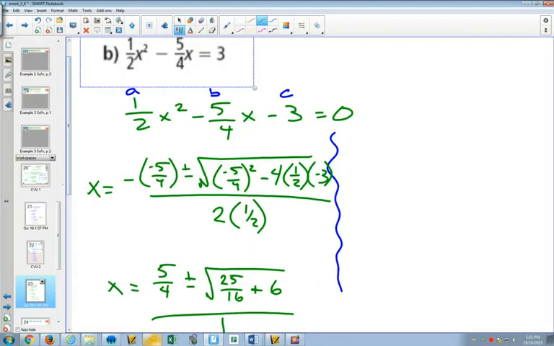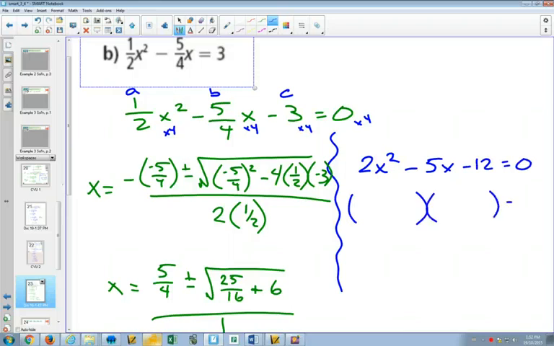So what would be the best way to factor this, especially because there's nasty fractions? I would start by getting rid of the fractions. Can you see if I multiplied both sides of this equation by 4, then my fractions would go away. 4 times a half becomes 2. Negative 5 over 4 times 4 just becomes 5. And 3 times 4 is 12.